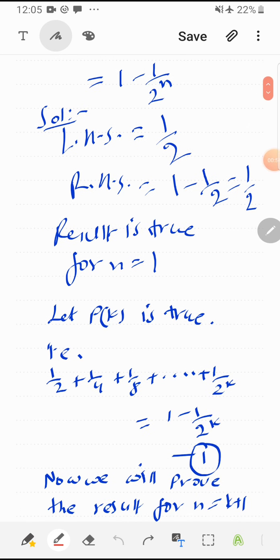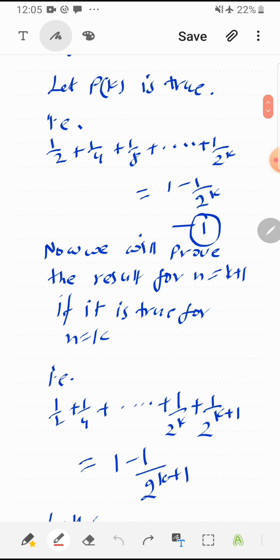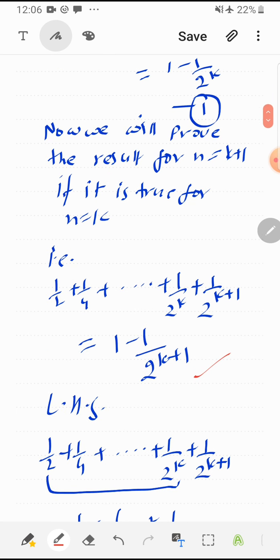Now let us assume the result is true for P of k. That means we have to put n is equal to k everywhere. Now we will prove the result for n is equal to k plus 1 if it is true for n is equal to k. So we will write the term for n is equal to k plus 1, and before that we will also write the term containing n is equal to k, that means the kth term. So the right hand side becomes 1 minus 1 by 2 raised to power k plus 1.